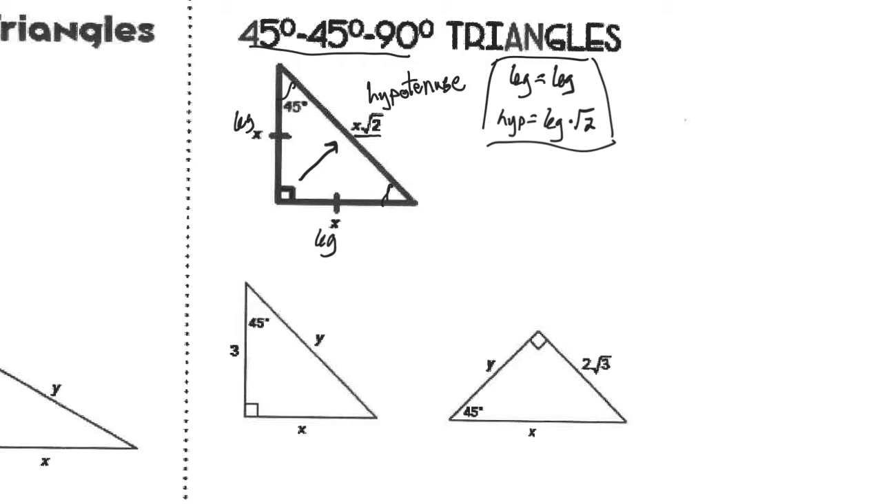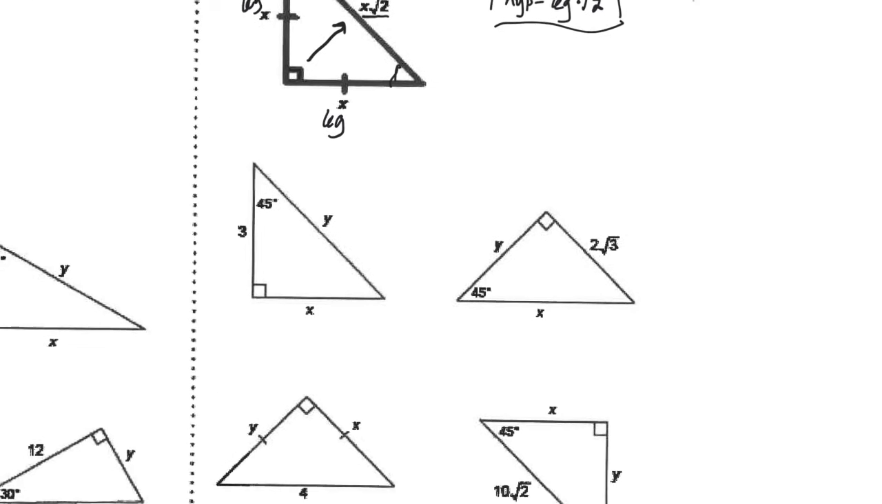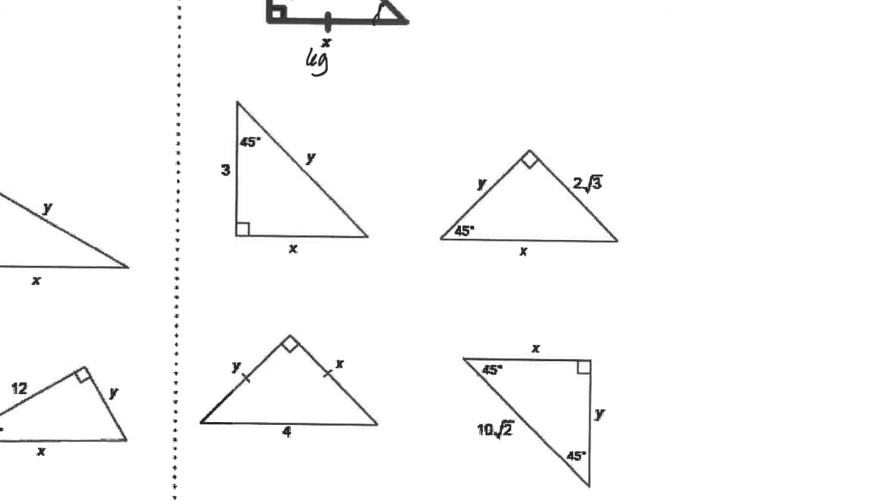So if we go down and check out this first one here, we know it's a 45, 45, 90 because it says it's a 45 there. So that tells us that these legs are the same size. So if this one's 3, then x is 3. Don't need to do anything for that. Then our hypotenuse equals the leg times radical 3.